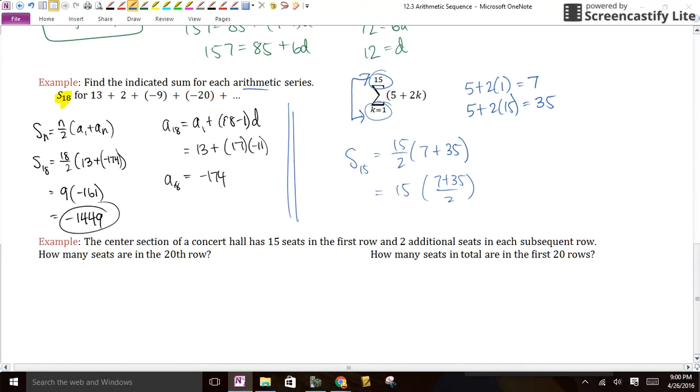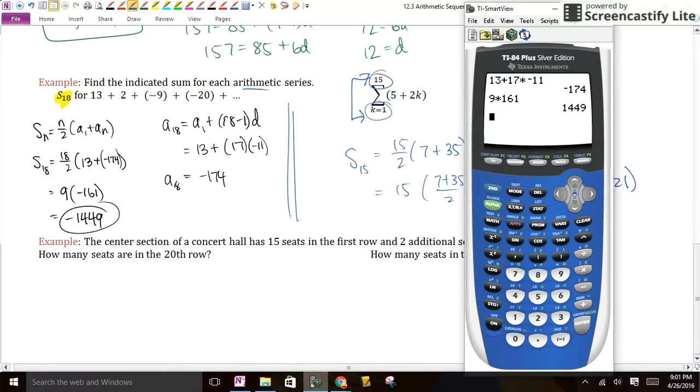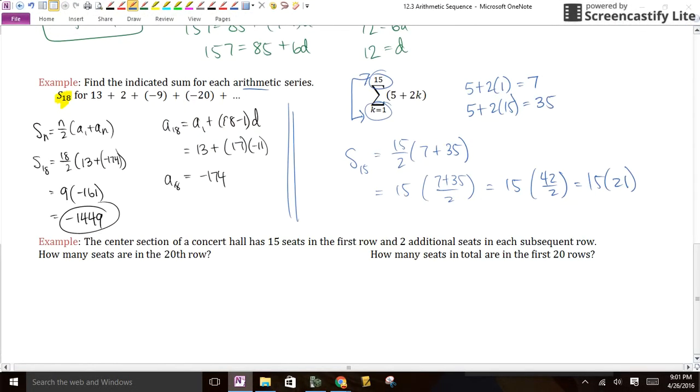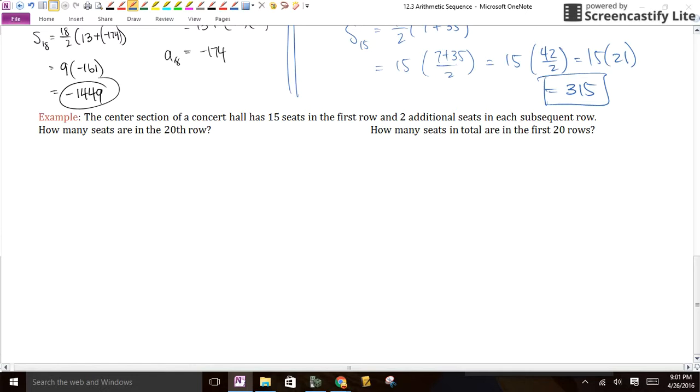So let's see, 7 plus 35 is 42. So that's 15 times 42 over 2, which is 15 times 21, which is 300 and something, right? Let's make sure: 15 times 21 is 315. Total is 315. That is the sum of the first 15 numbers in that list, even though I don't even know the 15 numbers in the list. I only knew the first and the last, and I was able to sum them all up.